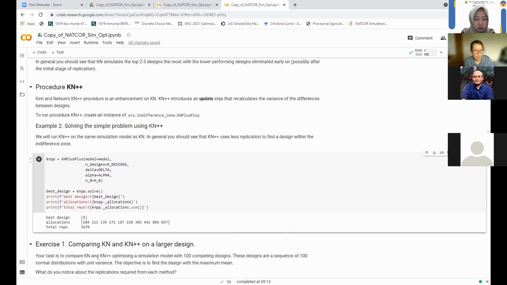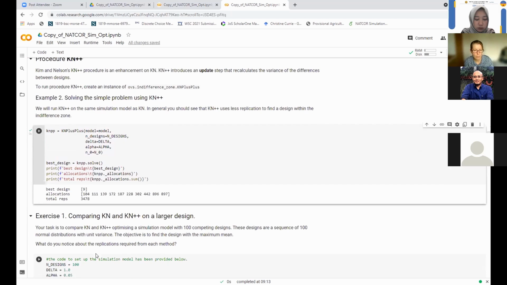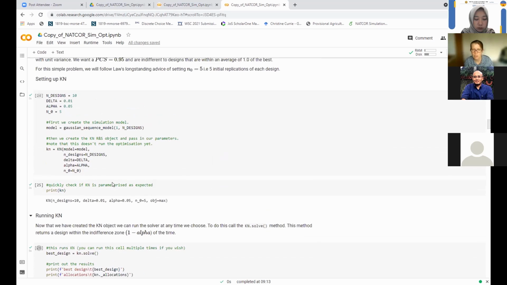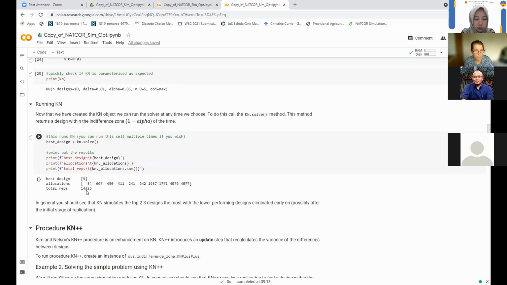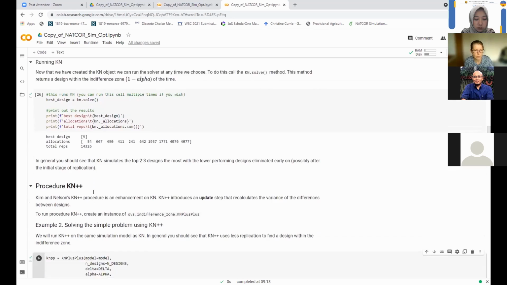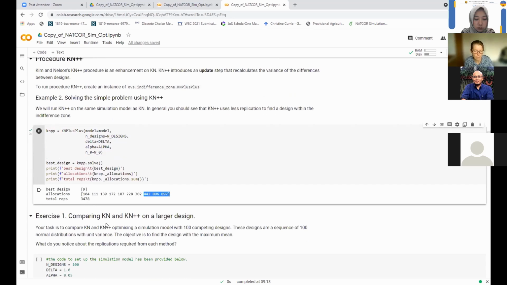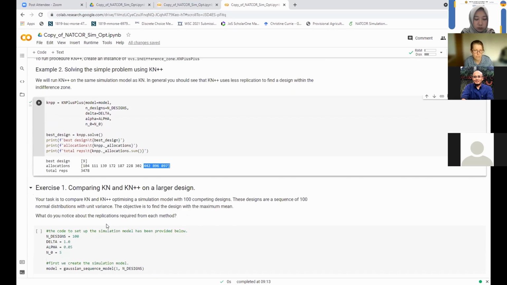Now we run KN++, does the same thing. We've got our delta. Actually, we still have delta set at 0.01, which is why it's running this for quite so many replications. But what you can see is we're still getting the most replications in those top 3. Total number of replications is actually much lower, I think. So instead of 14,000, as with KN, we've got 3,478 here.